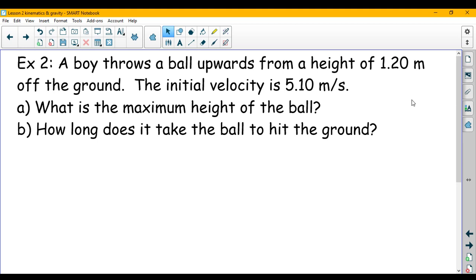Okay, so here we go. This one, I now have a boy throwing a ball upwards from a height that's 1.2 meters off the ground with an initial velocity of 5.18. So I'm going to try to draw this scenario.